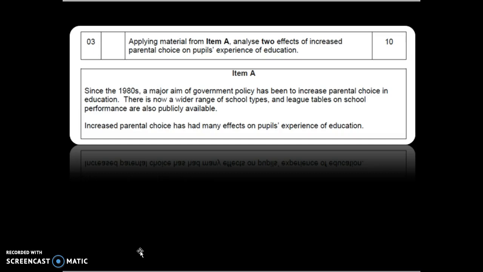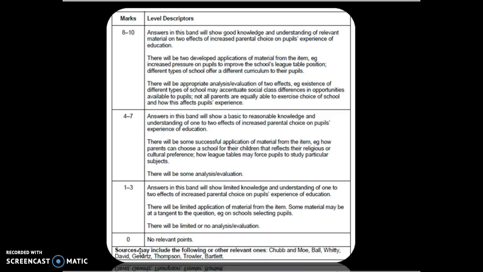And as you can see, you get an item there, and you have got to be looking for some item hooks for you to hook your knowledge onto and then link it to pupils' experience. Here's the mark scheme just for you to have for your records. Okay, so if we look at the top band, good answers will have good knowledge and understanding on 2 effects of increased parental choice. That would be developed from 2 hooks from the item, so for example league tables and different types of schools, and they will be analysed or evaluated, either or, to get the top band marks.